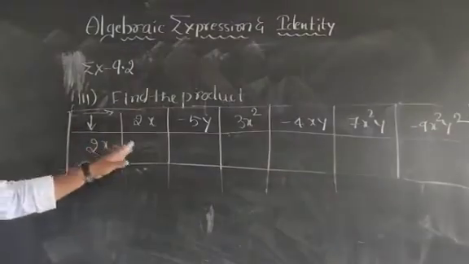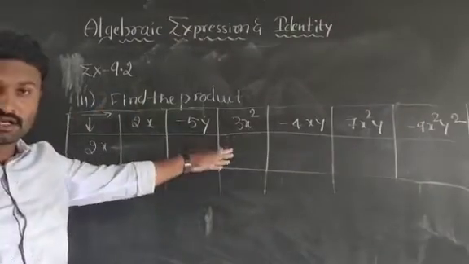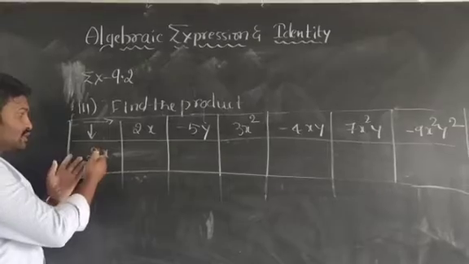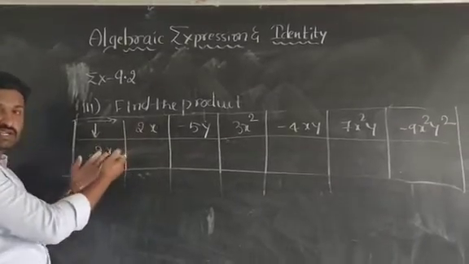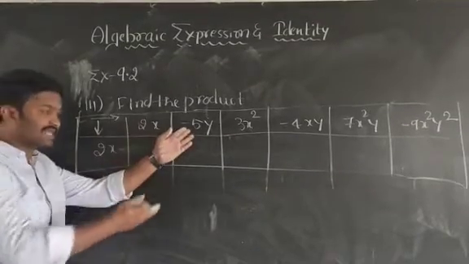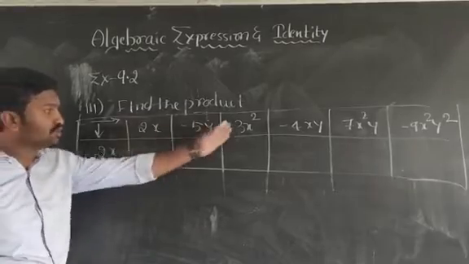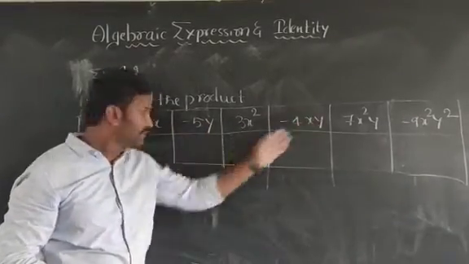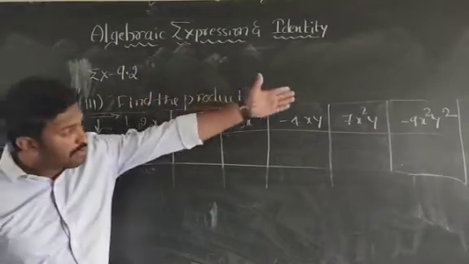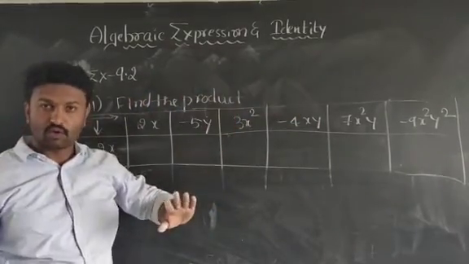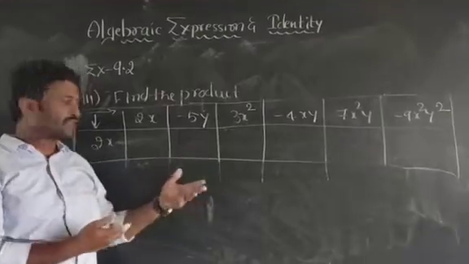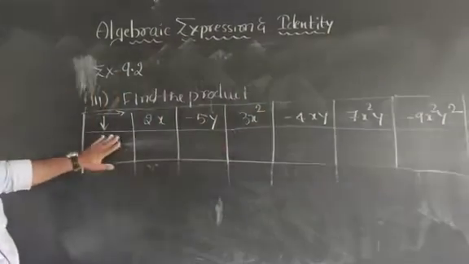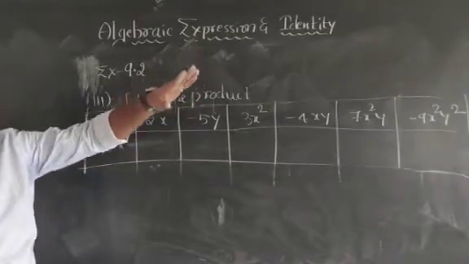Here, in the third one, they are given in a table, and here 2x is there. We have to multiply 2x into 2x first, 2x into minus 5y, 2x into 3x square, 2x into minus 4xy, 2x into minus 9x square y square. Okay, this is a product. Here there is one term, here so many terms are there. So we have to multiply all the terms.